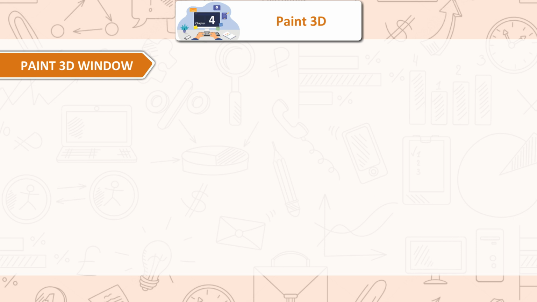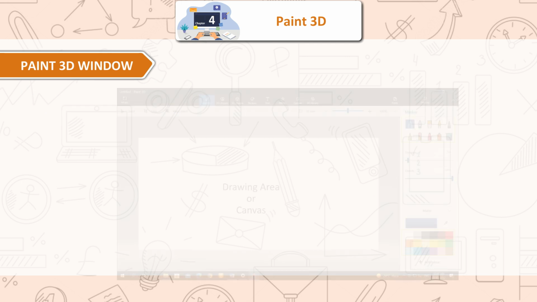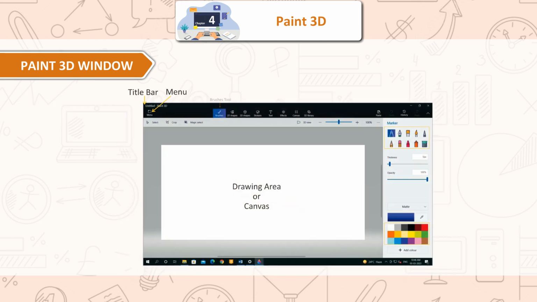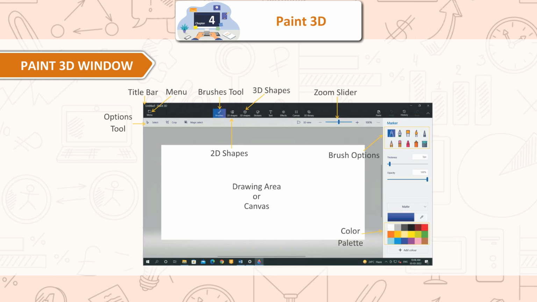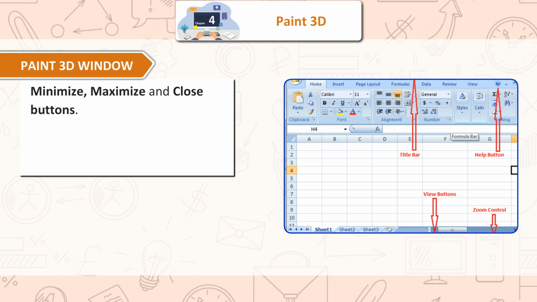Paint 3D window. The main components of the Paint 3D window are listed below. Title bar, menu, brushes tool, 3D shapes, zoom slider, options tool, 2D shapes, brush options, drawing area or canvas, color palette. Title bar. It displays the name of the program and the name of our drawing on the top left corner. On the top right corner, there are window control buttons, that is, minimize, maximize, and close buttons.